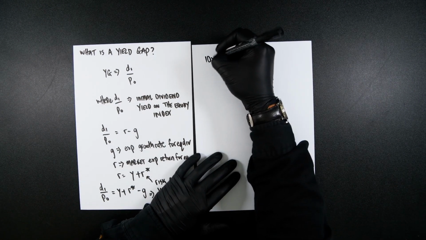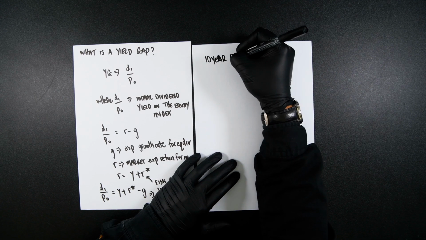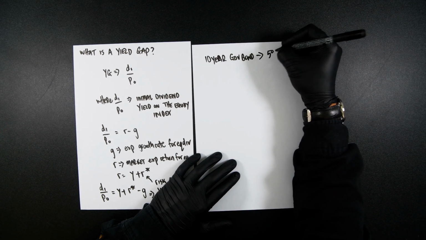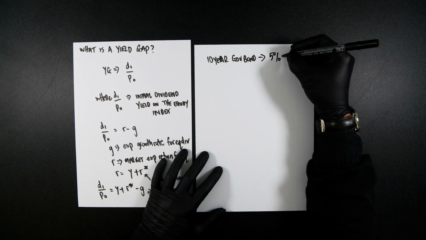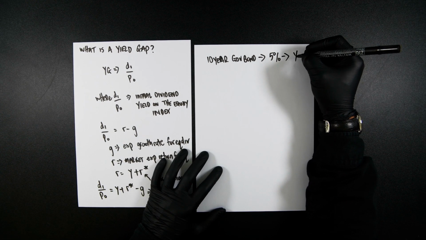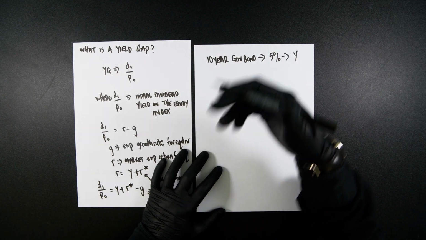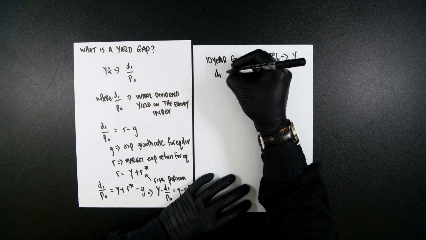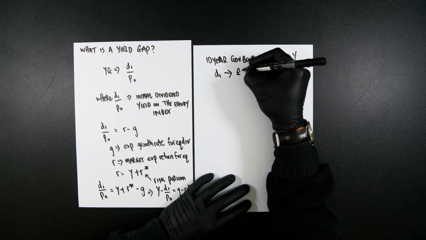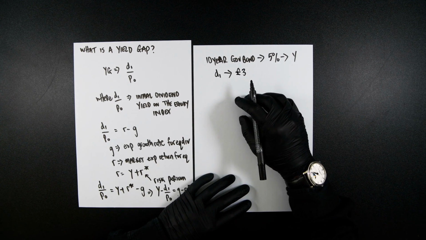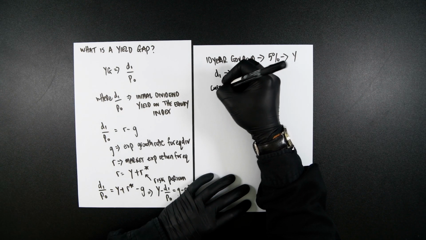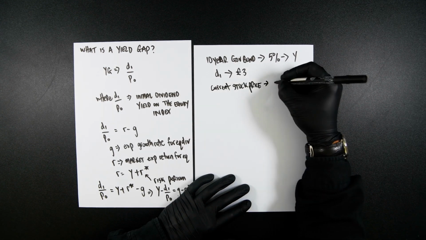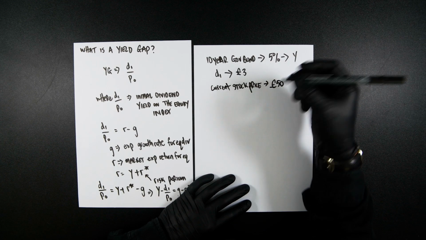Let's take a 10-year government bond, and let's say that the annual return on that is going to be 5%. So this is going to be our Y value. And a company's expected dividends, let's say it's going to be £3, or $3, whatever suits you. And the current stock price of that is £50 or $50.